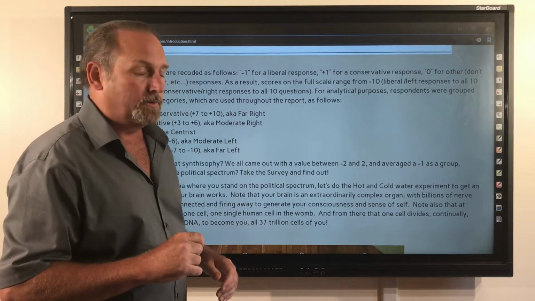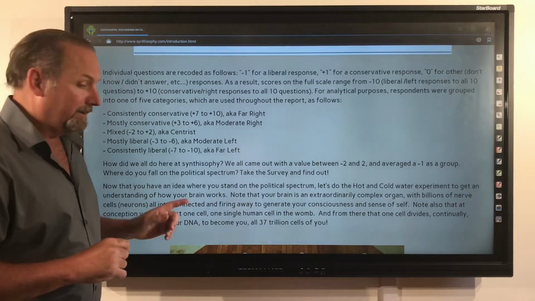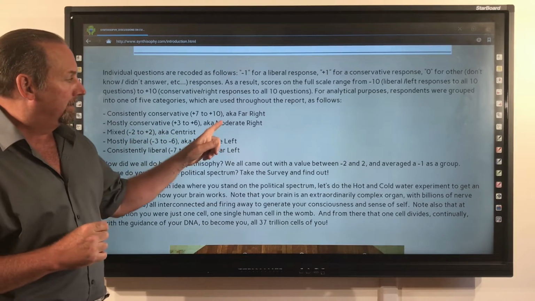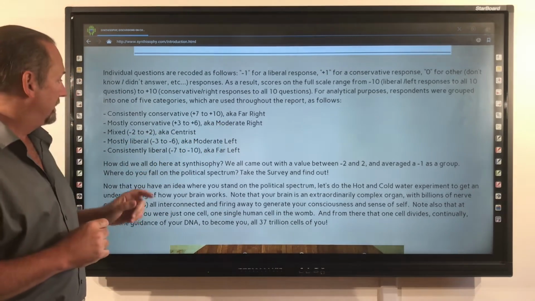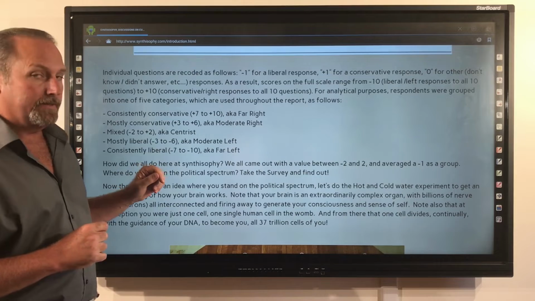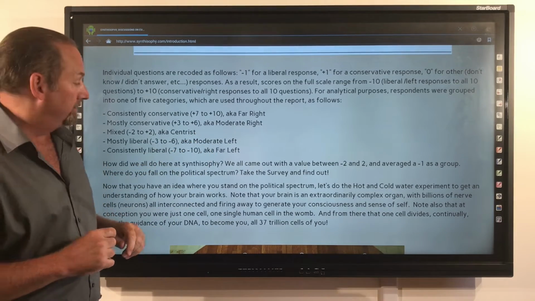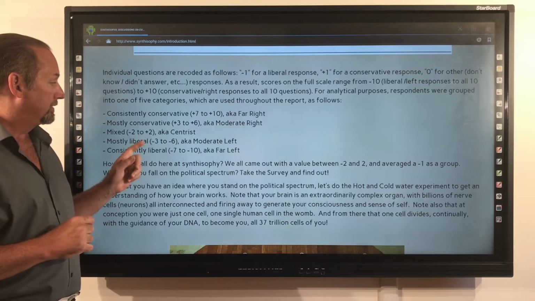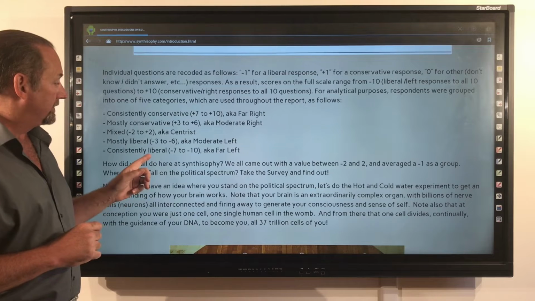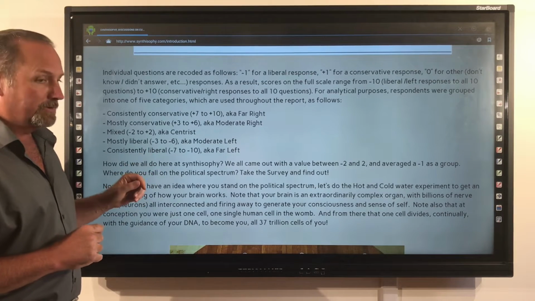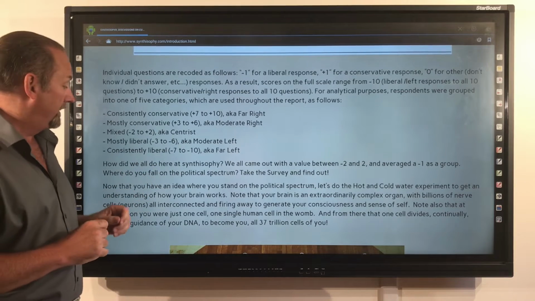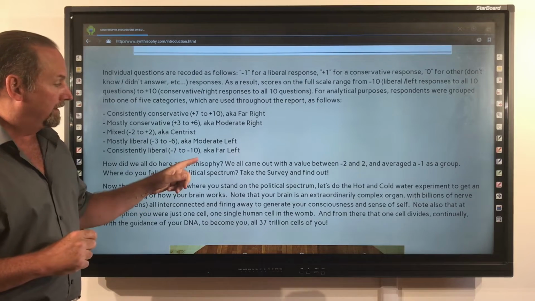Respondents were then grouped into one of 5 categories. If you got a score between +7 and +10, consistently conservative, aka far right. If you got a score of +3 to +6, mostly conservative, also known as moderate right. If you got a score between -2 and +2, mixed, you would be a centrist. If you got a score of -3 to -6, mostly liberal, aka moderate left. If you scored -7 to -10, that is consistently liberal, aka far left.